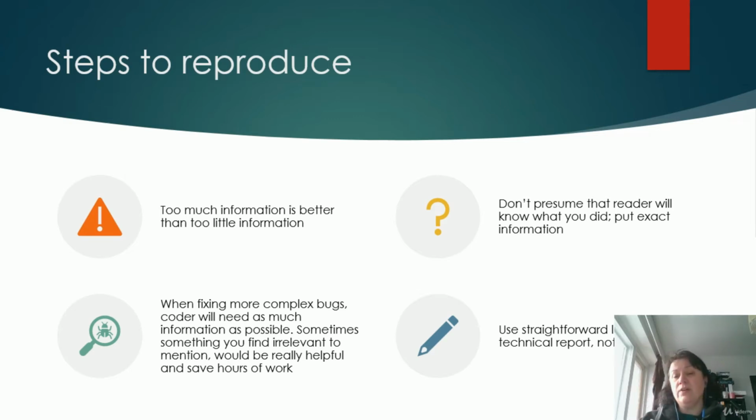And especially when coders are fixing some more complex bugs, or bugs that have unusual preconditions or ways of reproducing, it's really important to give them as much information as possible. Sometimes it'll feel to you like it's irrelevant or not really important, but it might give a crucial clue to the coder on how to fix the bug. So it can help save hours of work. So even if it might seem a bit irrelevant to you, rather include it in the steps to reproduce in a bug description than don't.